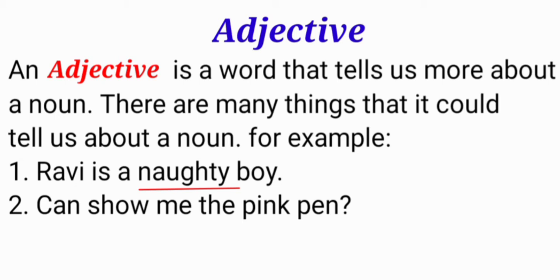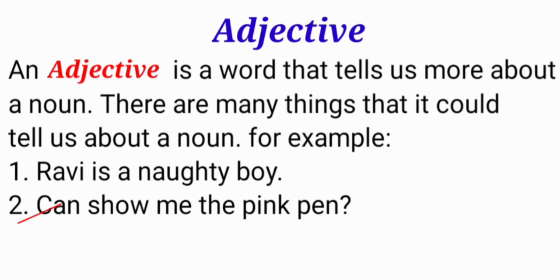So here the question arises, what kind of a boy? So here the adjective tells more about a noun. In this sentence, Ravi is a naughty boy. So here that word is used especially for Ravi. So Ravi is a naughty boy.